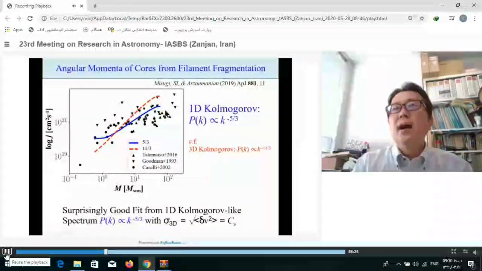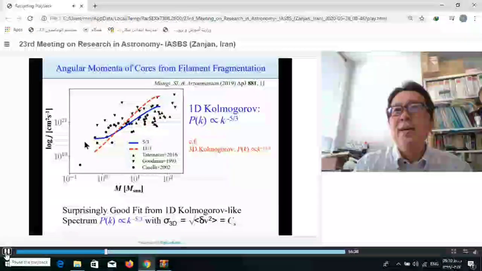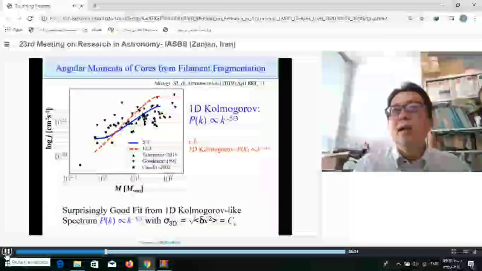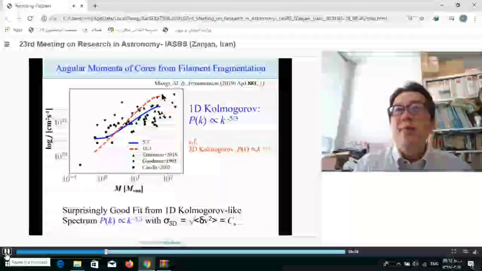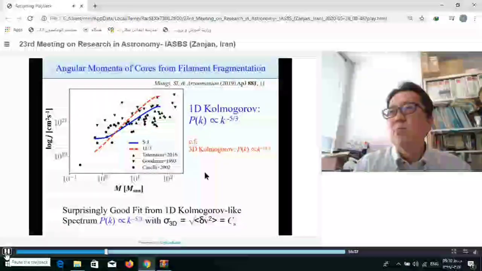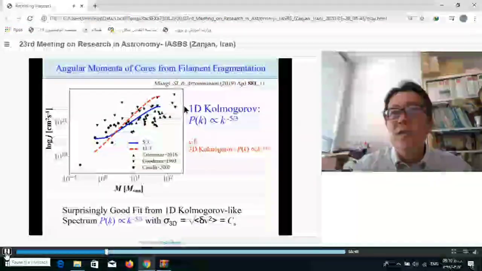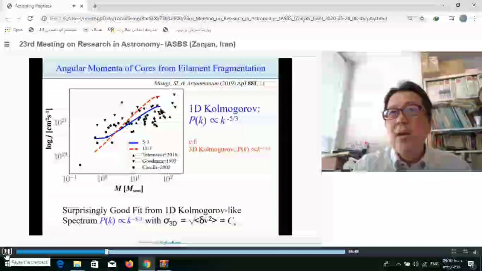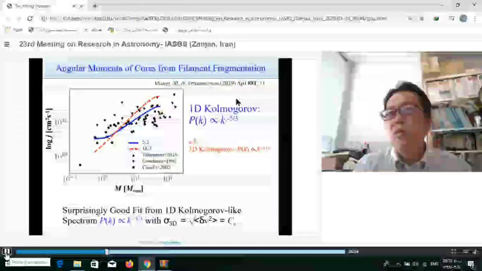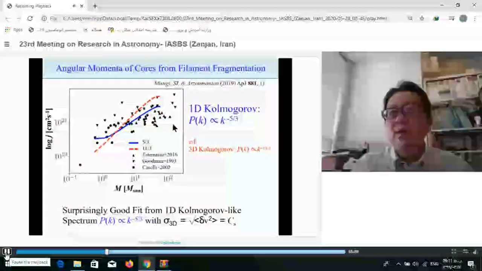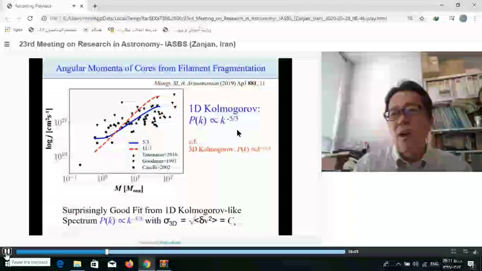Okay. Again, the blue line corresponds to the 1D Kolmogorov spectrum of the velocity fluctuation. And just for reference, I plot this red line. This corresponds to 3D Kolmogorov, 11/3. Okay, 3D Kolmogorov doesn't work. By the way, this black point corresponds to the actual observation. In order to explain this black point, I think we should have an exponent something like this. Again, the Kolmogorov spectrum fits very well and explains the actual observed angular momentum of molecular cloud cores.